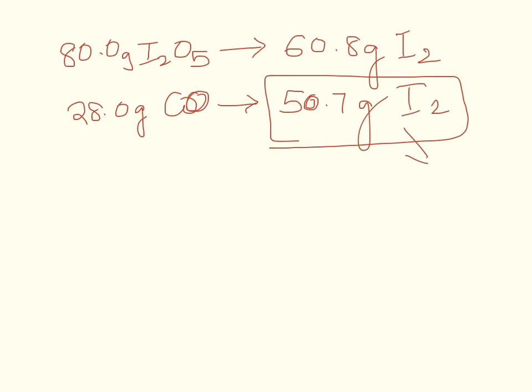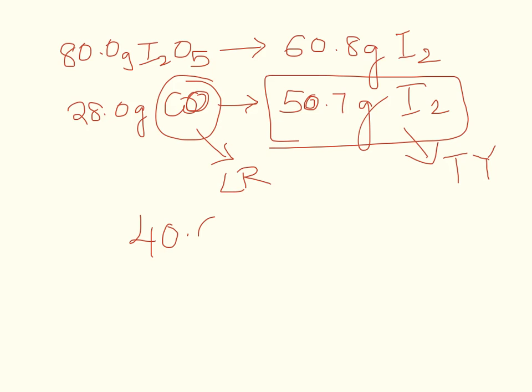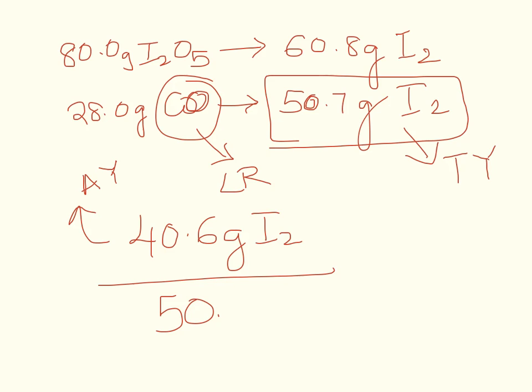So this will be your theoretical yield of iodine, and carbon monoxide will be your limiting reagent. Now in actuality, according to the problem, 40.6 grams of iodine was formed. So this is your actual yield. Theoretical yield we got as 50.7 grams of I2. So your percent yield would be about 80%.